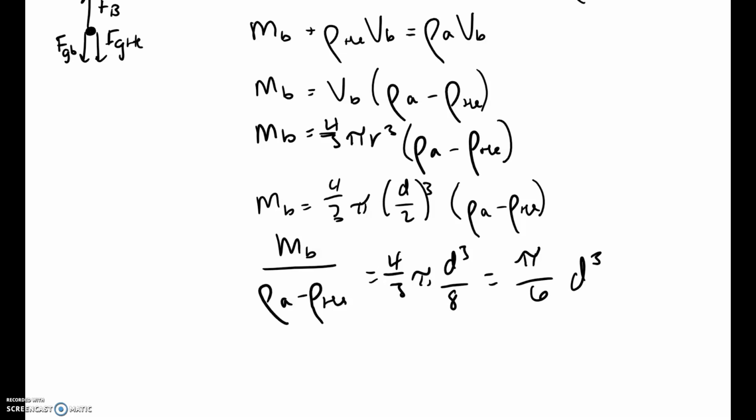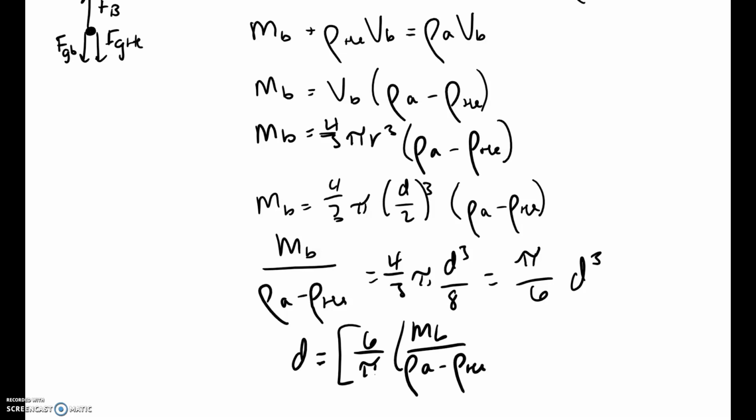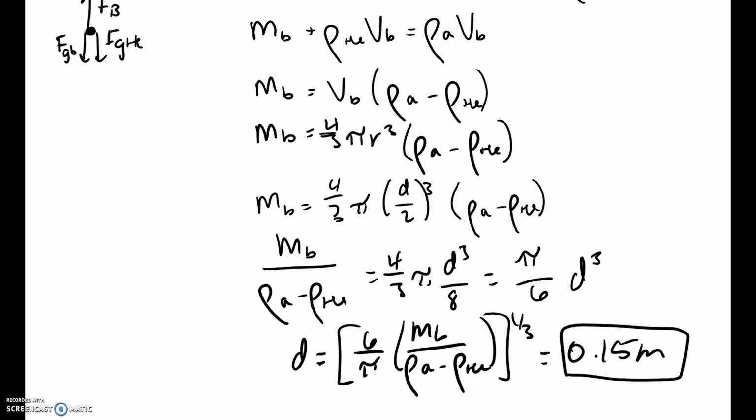So then that leads us to rearrange for the diameter. That will end up being 6 over pi times the mass of the balloon over density of air minus the density of helium, all that to the 1/3 power, since we're doing a cube root. And plugging that all in, making sure we're converting mass to kilograms, that ends up giving us 0.15 meters. So that would have to be the diameter of the balloon in order for it to have neutral buoyancy in air.